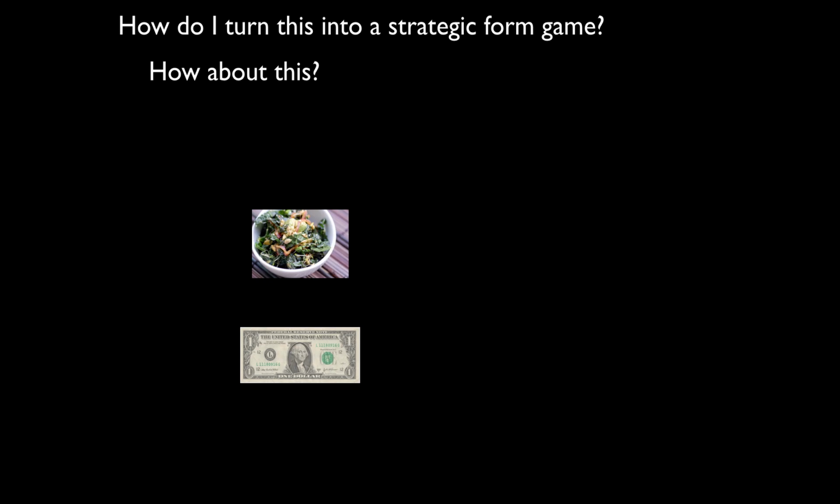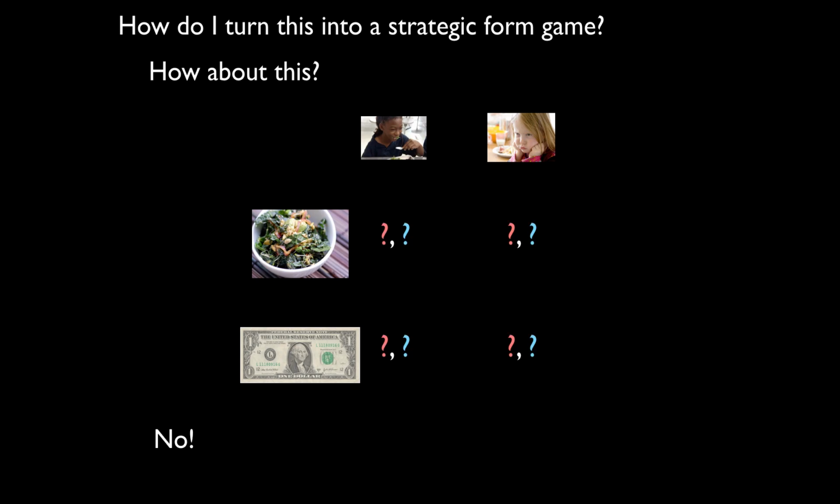Don't eat. How about if I did this? Eat or not eat. Is this okay? No, why? You still have to specify what the kid does with the money, yes? You see what I'm saying? So this is clearly insufficient, right? As it is. So this is wrong.